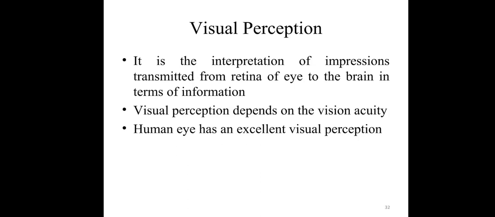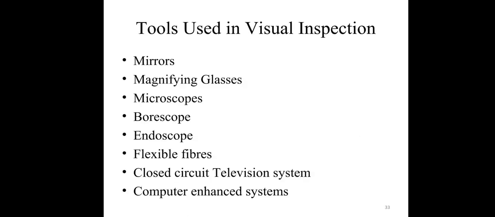Visual perception. It is the interpretation of impressions transmitted from the retina of the eye to the brain in terms of information. Visual perception depends on the visual acuity. The human eye has an excellent visual perception. Tools used in visual inspection: mirror, magnifying glass, microscope, borescope, endoscope, flexible fiber, closed circuit television system, computer enhanced system.